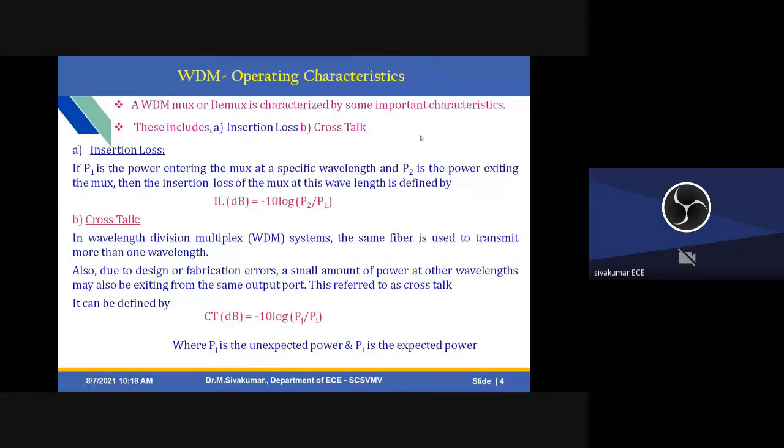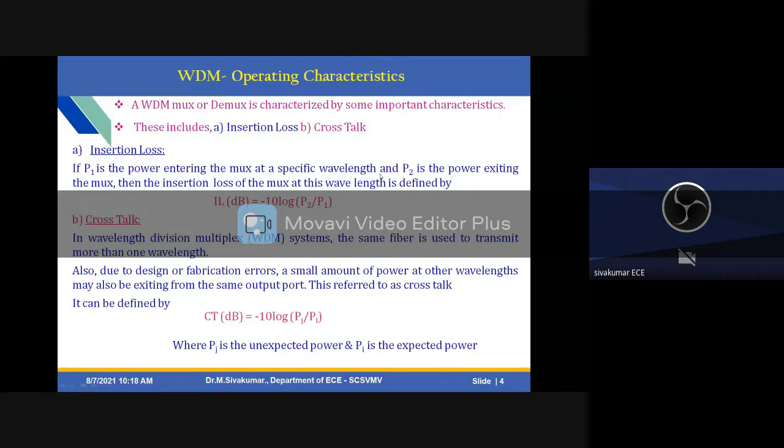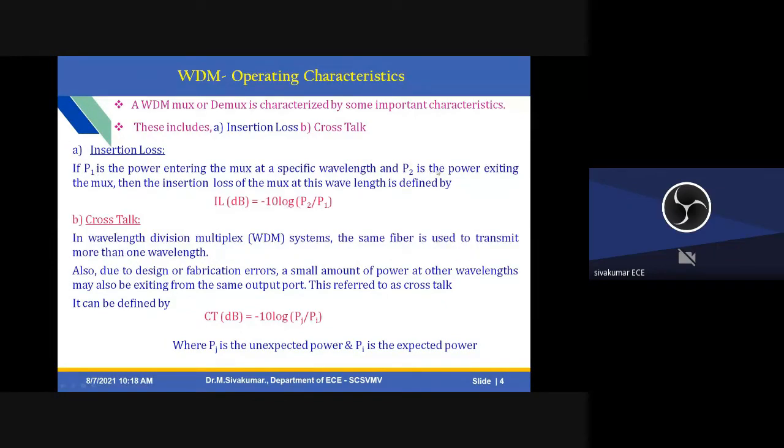And what is insertion loss? What is crosstalk? Here, the insertion loss is calculated in this experiment as follows: if P1 is the power entering the mux at a specific wavelength, for example lambda 1, the power entering, say by applying 200 watts, this is called P1. Okay, and P2 is the power exiting from the mux.